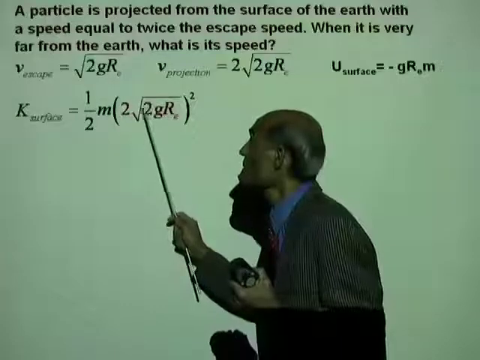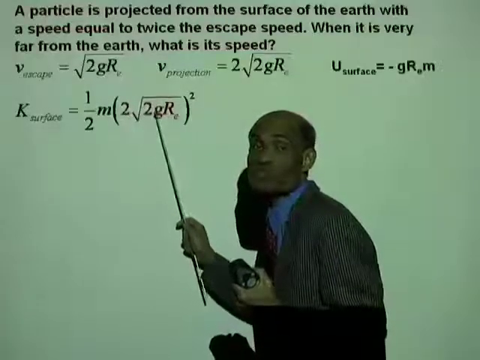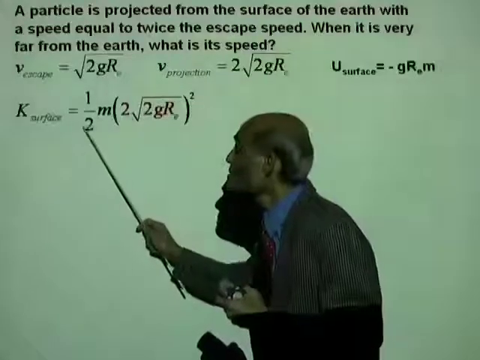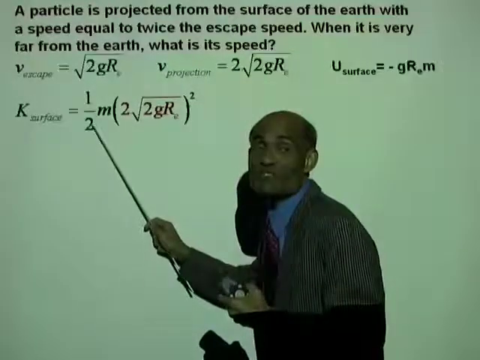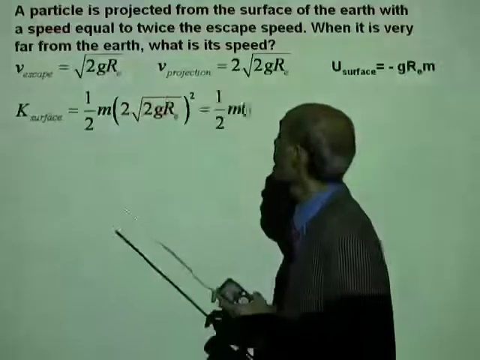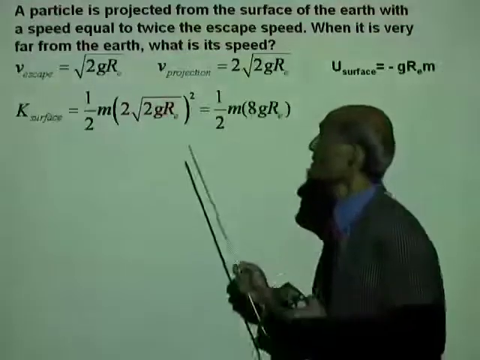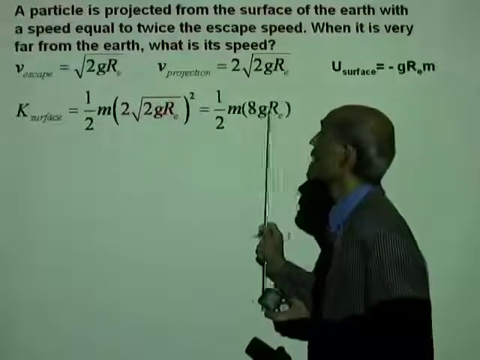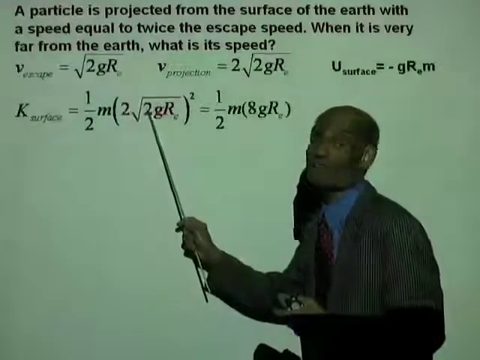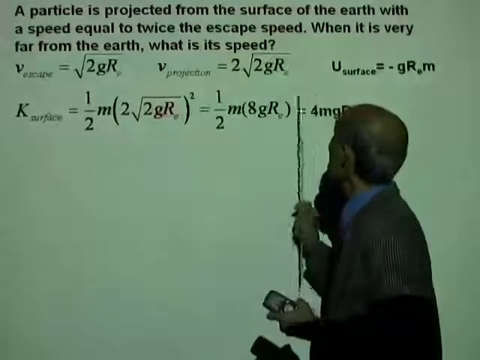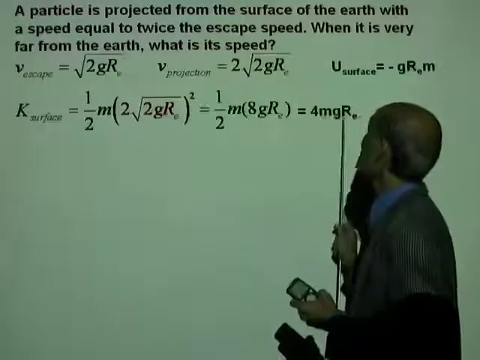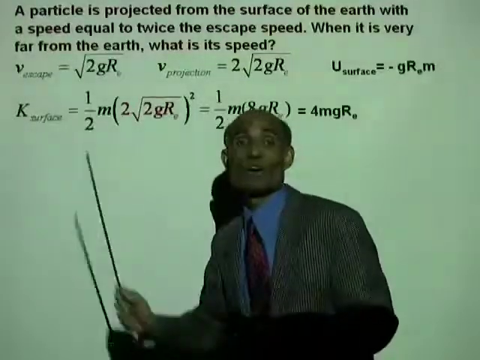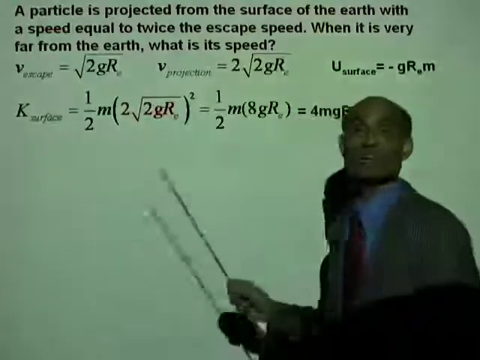And 4 times 2GRE will be 8GRE. And there is a 2 on the denominator. The 8 will go with 2, leaving a 4. So that will be 1/2 m times 8GRE. You know how we got 8. And now that will be equal to 4mGRE.